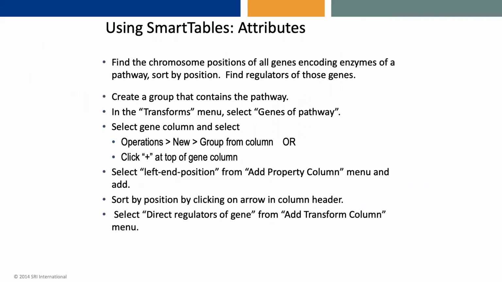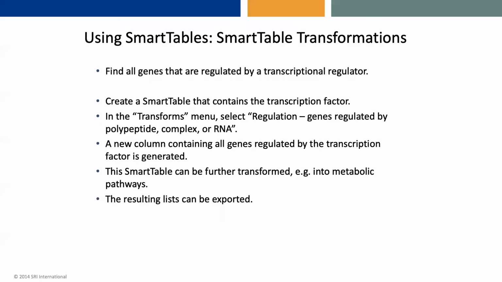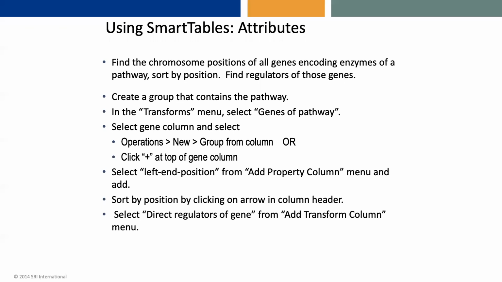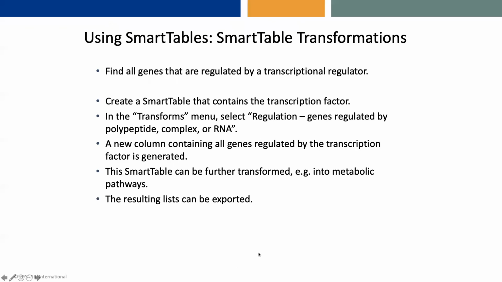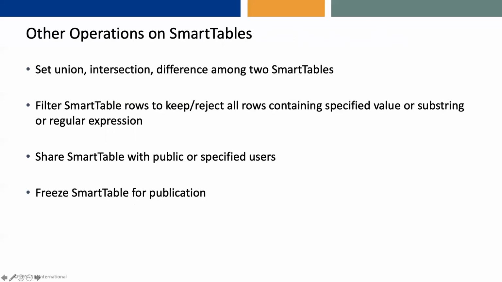A number of things that you can do once you have this smart table is you can add additional columns that contain attributes. So for example, if you want the chromosome positions of all genes, you can also find the regulators of those genes. There are also transformations, which are more of a computational operation on the list of entities. You can create a smart table that contains transcription factors and then apply transformations. I'll show that in a moment.